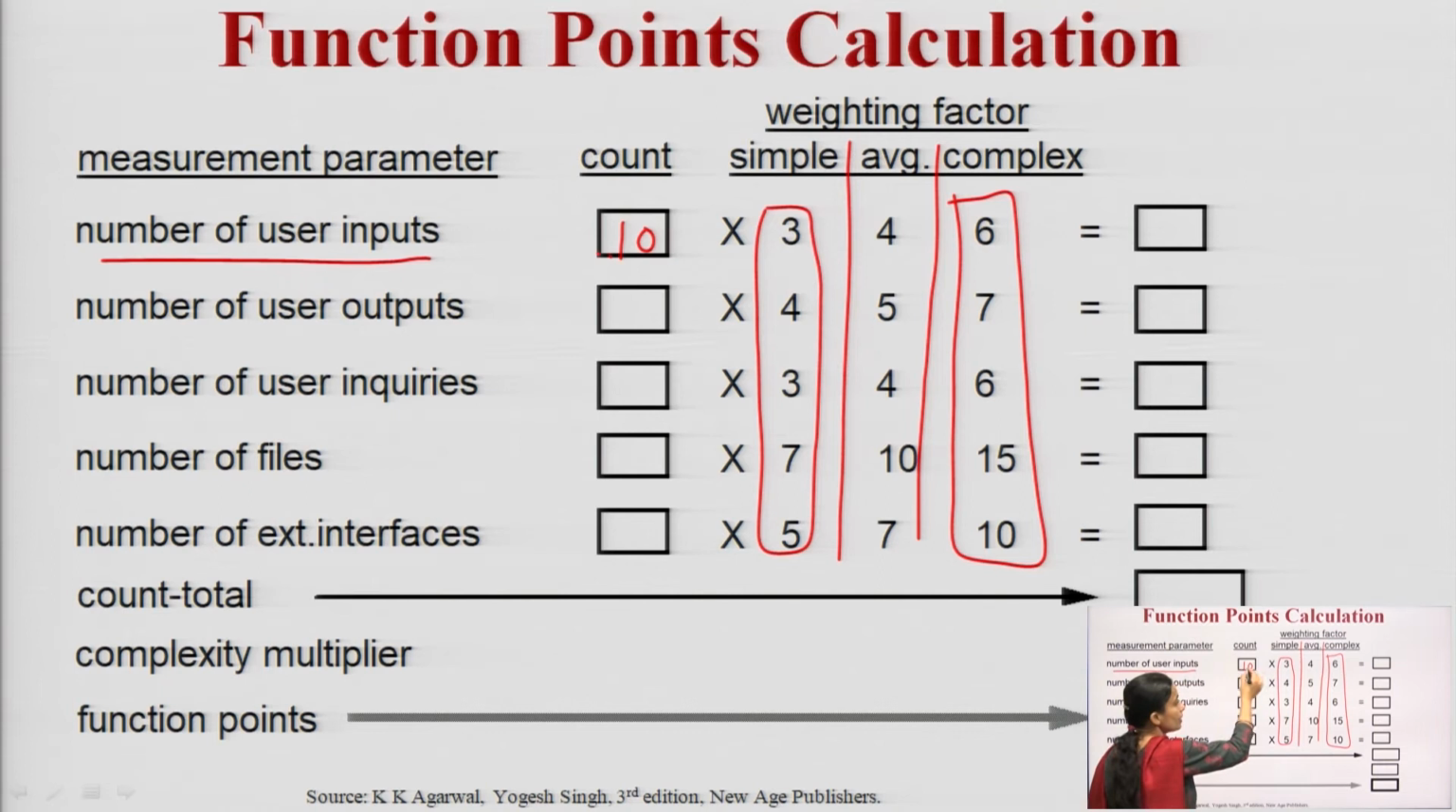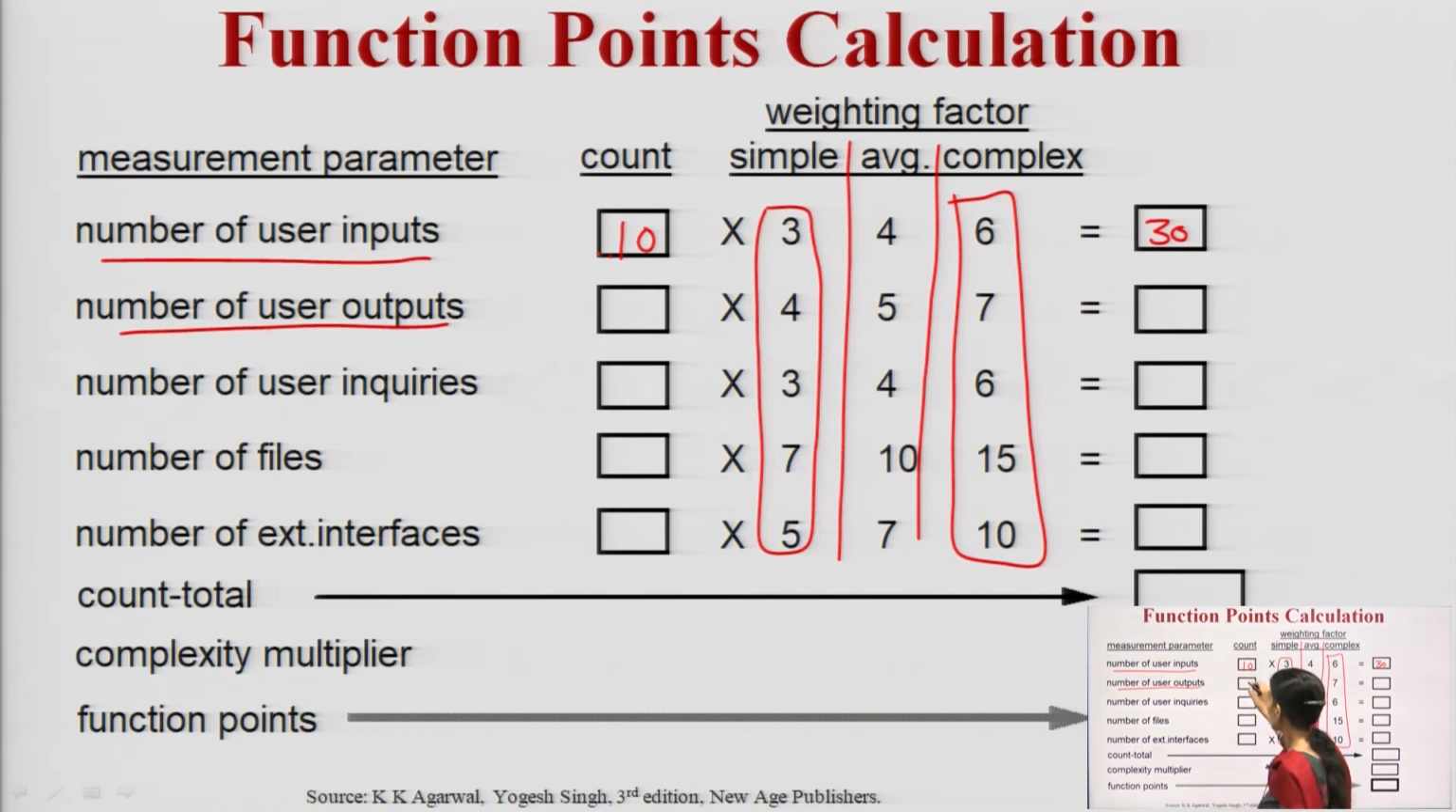So, here we will multiply 10 cross 3. As I said, the program is simple. So, it will be simple for all the measuring parameters. That means the number of user outputs, suppose they are calculated as 8. These are the examples I am taking. So, 8 will be multiplied by 4, 32.